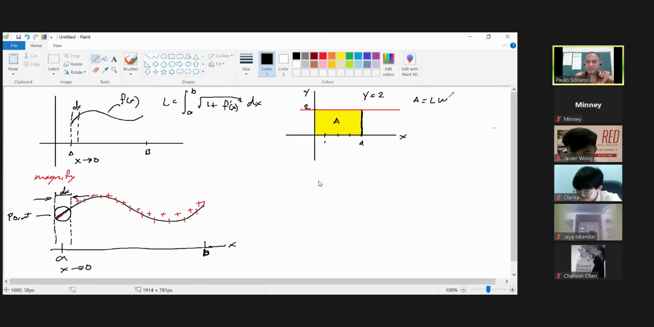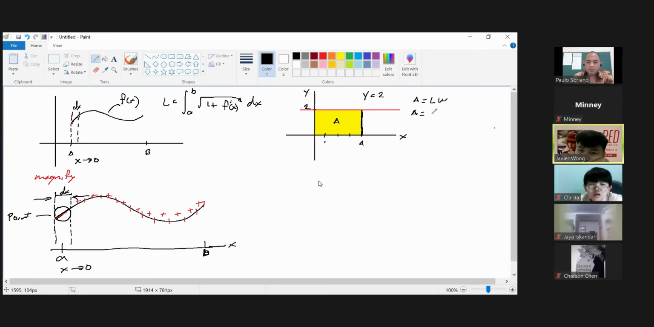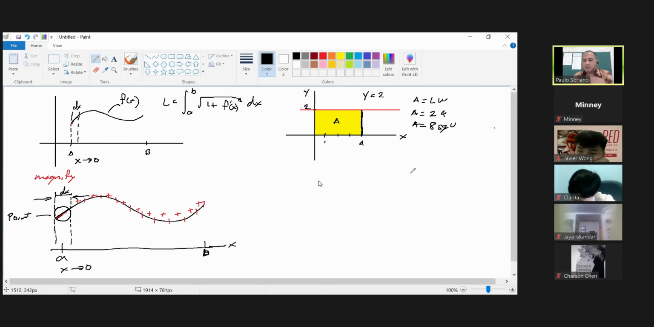Length times width. But what is our length times width there? You read the Cartesian plane, or you read the graph. So it will become what? 4 times 2, or 2 times 4. And the area is basically 8 square units.